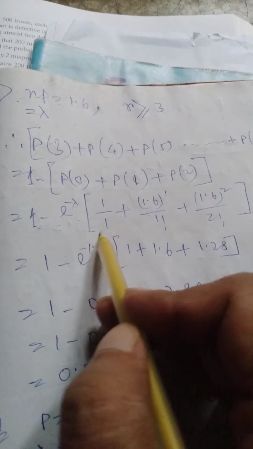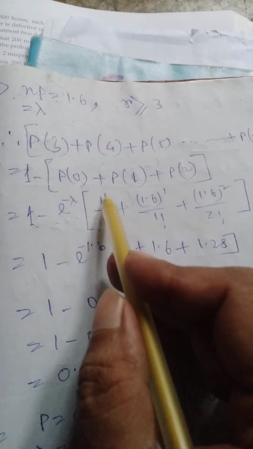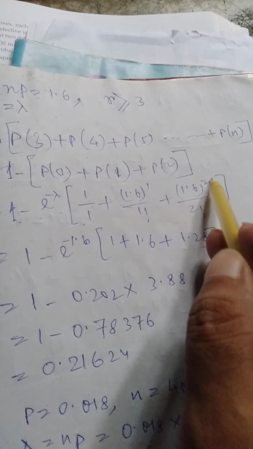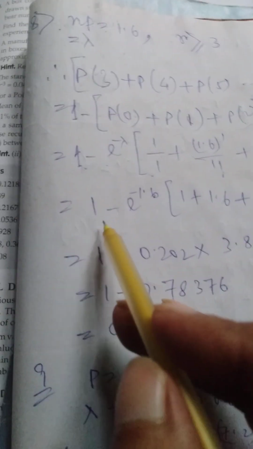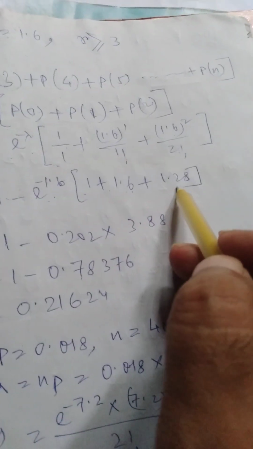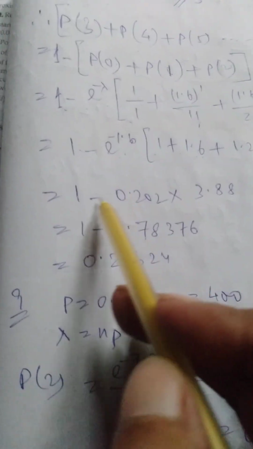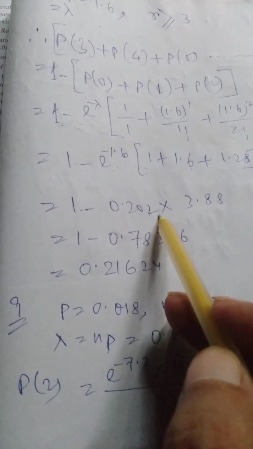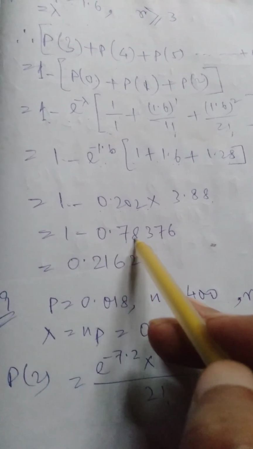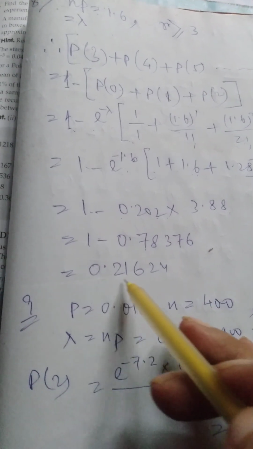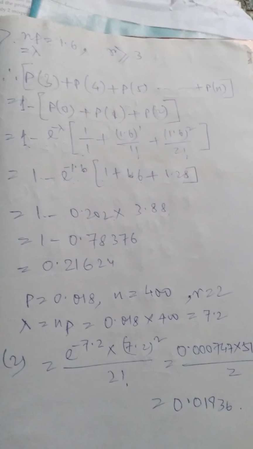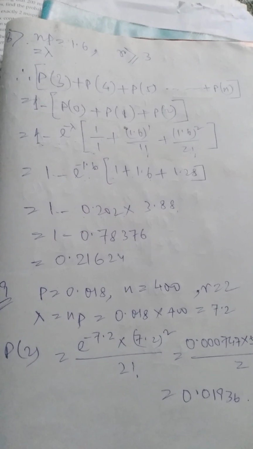1 minus e to the power minus lambda into 1 by 1 plus 1.6 raised 1 by factorial 1 plus 1.6 squared by factorial 2. So 1 minus e to the power minus 1.6 into 1 plus 1.6 plus 1.28, which will make it 1 minus 0.202 into 3.88, 1 minus 0.78376, which will make it 0.21624. This is the entire solution.